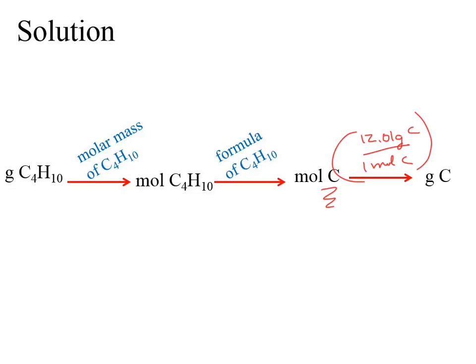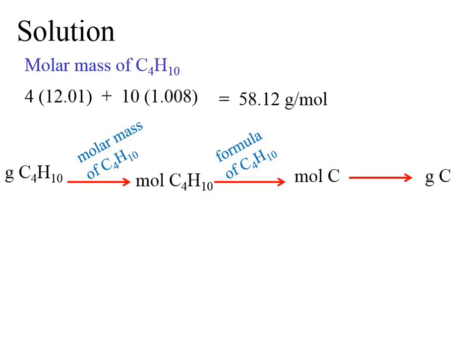When you work these in your homework and on a test, I'm going to have to see this first step, the molar mass of the compound. We take 4 times 12.01 plus 10 times 1.008, rounded to 2 decimals. It's 58.12 grams per mole. So here we go. The first term is going to be the mass of the compound, 1.92 grams of C4H10 over 1.